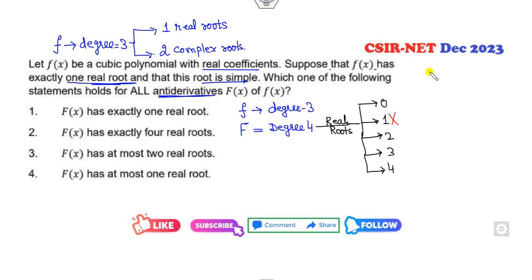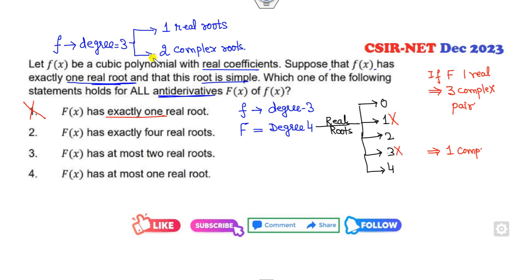Why? If capital F has one real root, that means it has 3 complex roots, which is not possible because complex roots always occur in pairs. So that means this case is cancelled out. It has exactly one real root, cancel. Similarly, it is not possible to have 3 real roots. 3 real roots means it has one complex root, that is not possible. Now exactly 4 could be possible, 2 possible, 0 possible.